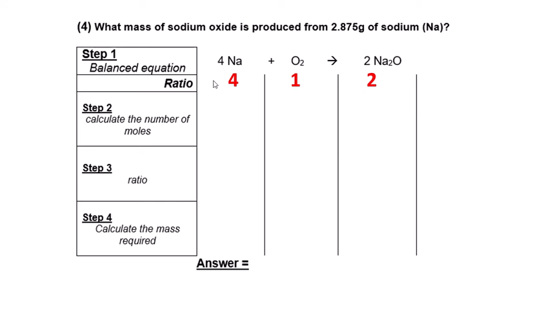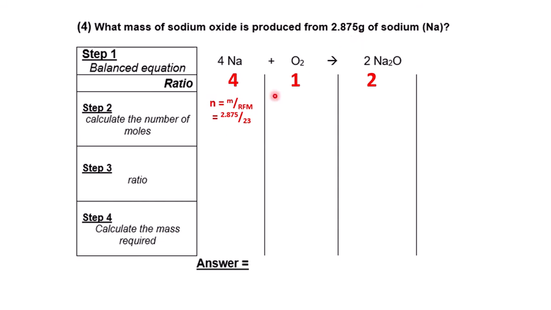So again, our ratio is 4 to 1 to 2, exactly the same as on the last question. This time we're asked the mass of sodium oxide produced, but we're given the amount of sodium. So this time we're going between these two columns. We're going to work out the number of moles of sodium. We've got information there to work out the number of moles of sodium, and we know that n equals m over RFM.